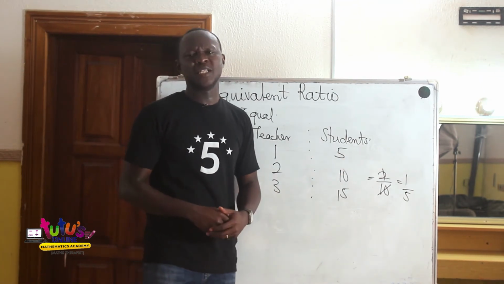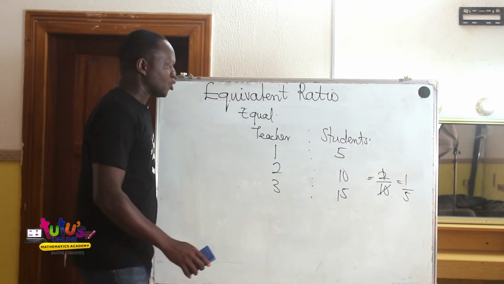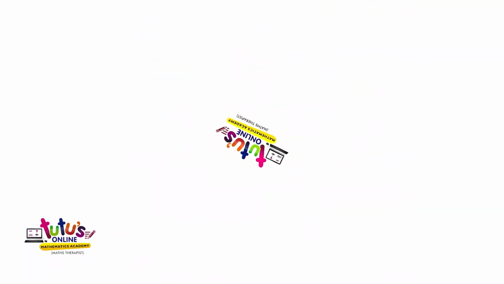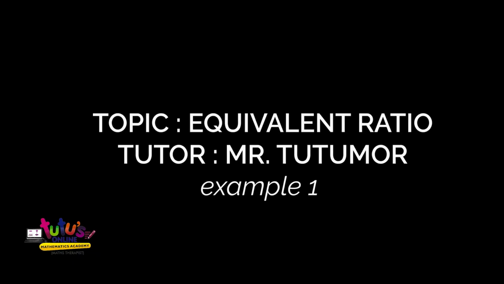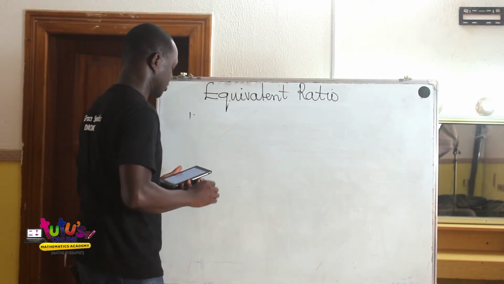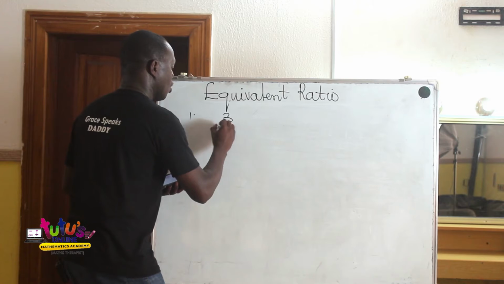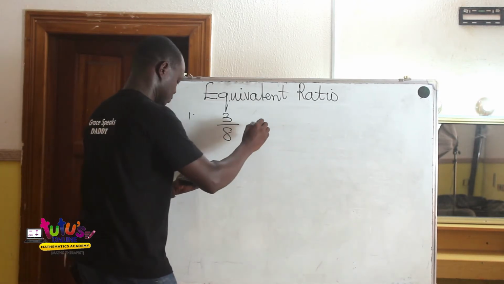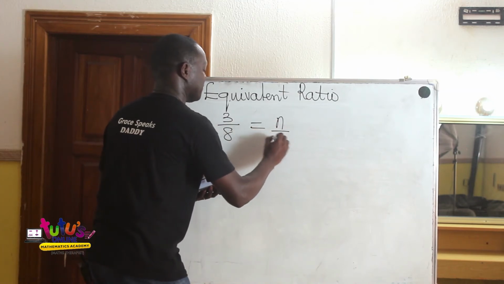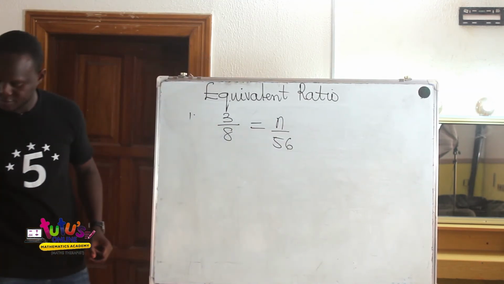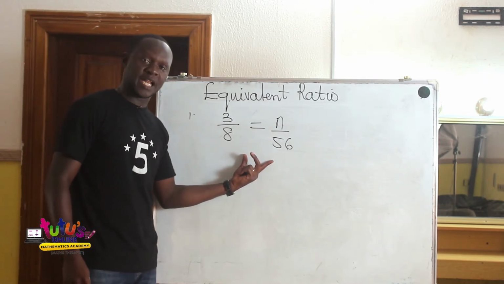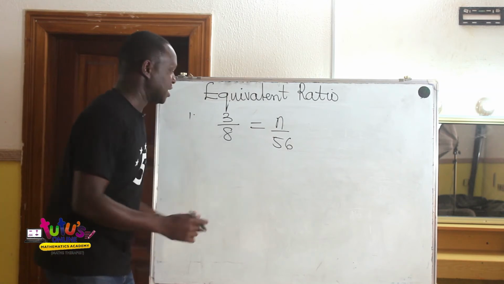Now, having done this, we'll be using this to solve a question. Number 1, under equivalent ratio, 3/8 is equal to n/56. 3/8 is equal to n/56. Sometimes the question comes like this. Sometimes this is how it looks.